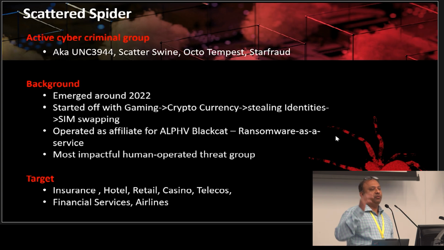Now, if you look at the verticals they have touched, they have pretty much touched every vertical. The list is insurance, hotel, retail, casinos, and then financial, airlines. So they have pretty much touched everything. That's why it's a nasty group. They have disrupted all our lives, with financial loss, everything.